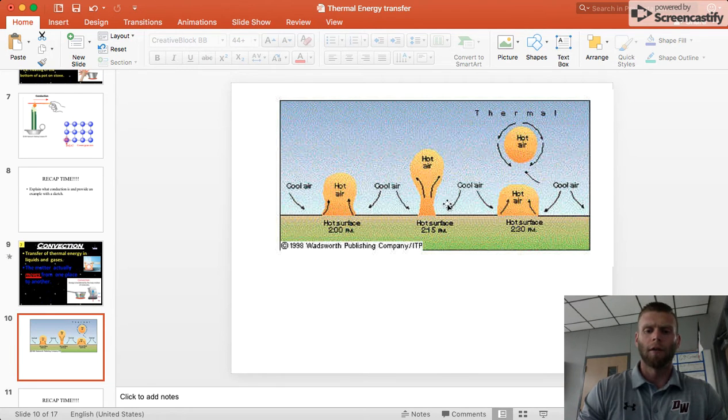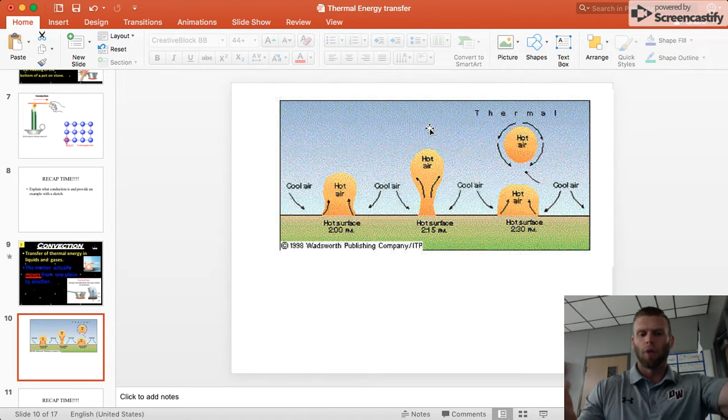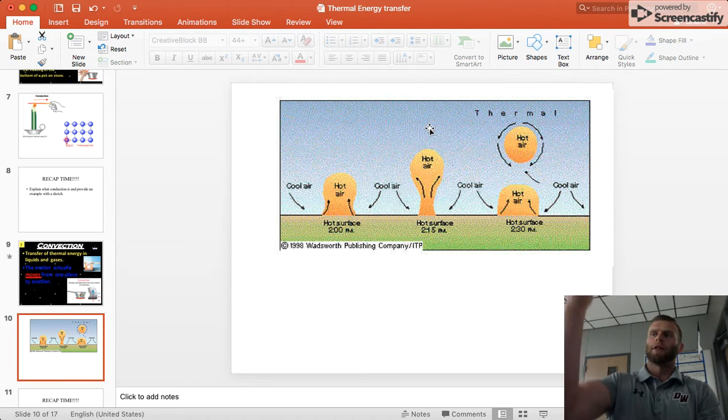So the cool air goes down because cool is more dense. So it's going to be pushed down, touches the hot surface, right? Then the air on the hot surface then rises up, and so the hot air rises, right? That's why we say warm air rises, it's less dense. So that cool air swoops down in, touches the hot surface, right? The hot air rises then off of that.